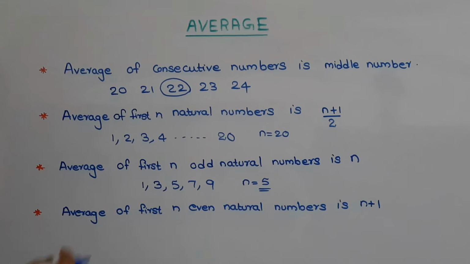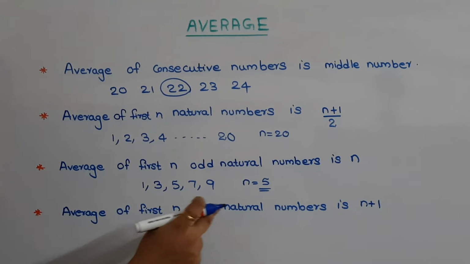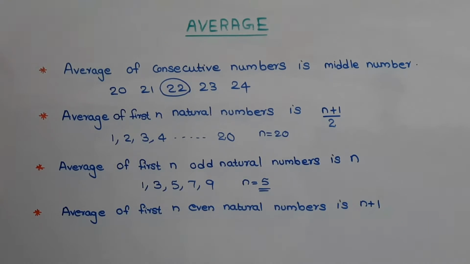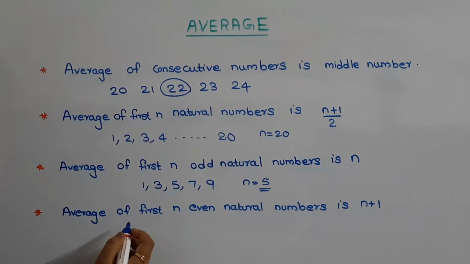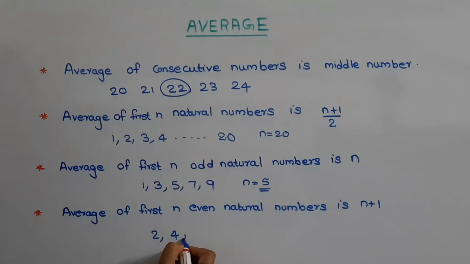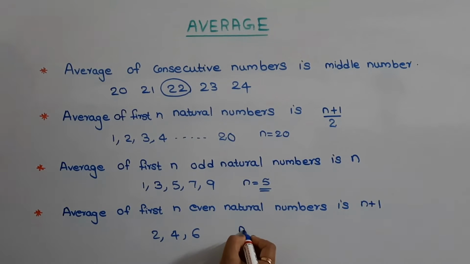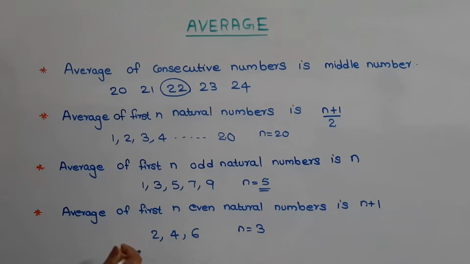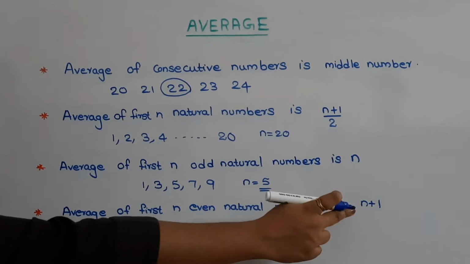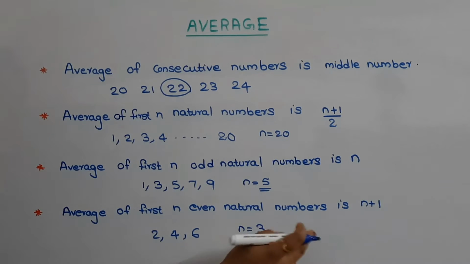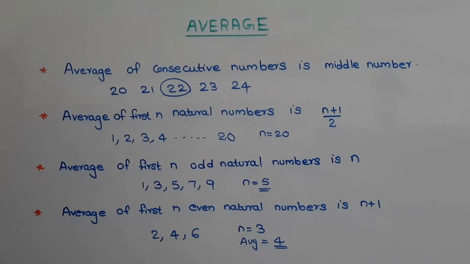Now the next formula is: average of first n even natural numbers is n plus 1. So let us find out the average of 2, 4 and 6. These are the first 3 even natural numbers, so the n value is equal to 3. Hence the average of these 3 numbers will be equal to n plus 1, that is 3 plus 1. So the average will be equal to 4. So these are the formulae.